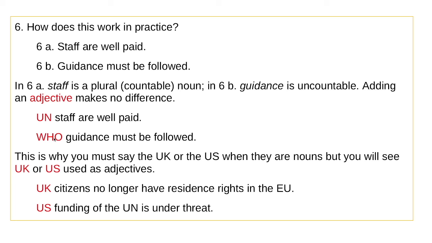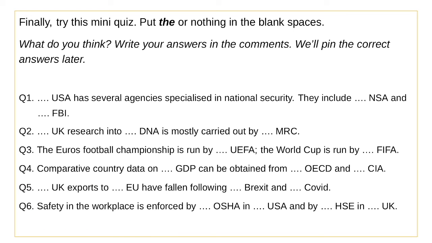So this is why we teach you to say the UK, the US when they are nouns, but you'll often see UK or US used as adjectives. Look at my two examples at the bottom there. UK citizens no longer have residence rights in the EU since Brexit. US funding of the UN is under threat. So citizens, plural group, funding uncountable, but the presence of the adjective changes nothing to the rule. So that is how the system works.